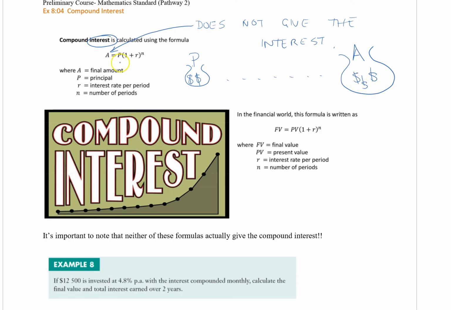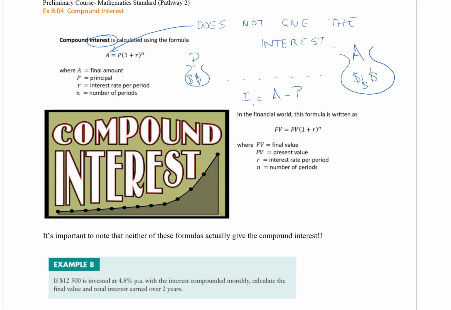So what this formula does is tells us how much in total is in the account now, or is in the investment. So then the interest, obviously, is the difference between these two. So A is your bigger number, take away what you put in there, and that is the amount of interest that your investment will have earned.